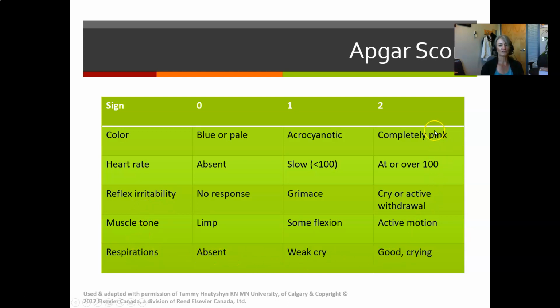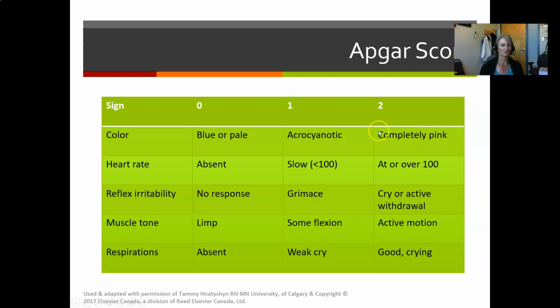So we're looking at all of these things, and we're hoping that we got a good lusty cry with good muscle tone and motion. You stimulate them and they try and withdraw, or they grimace, or they don't want you to do that. They want a good strong heart rate of over 100 beats per minute, and we're looking at our color. Now, completely pink is sometimes hard to get.